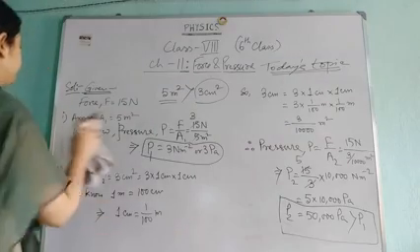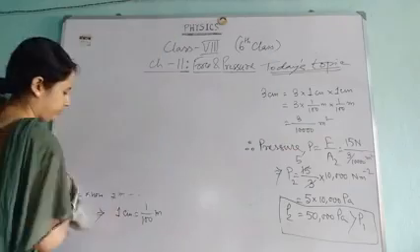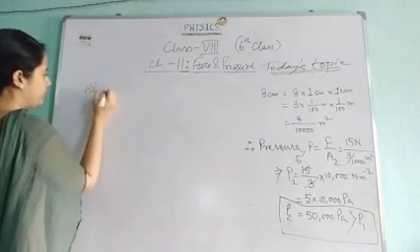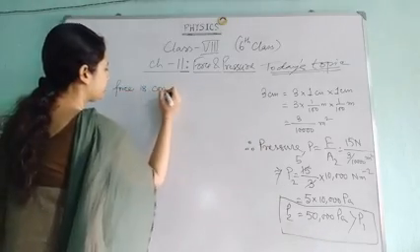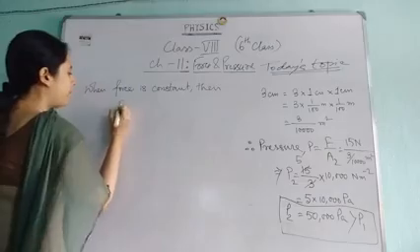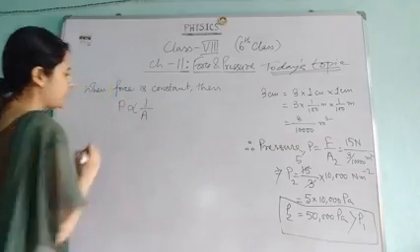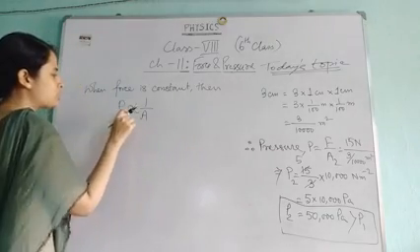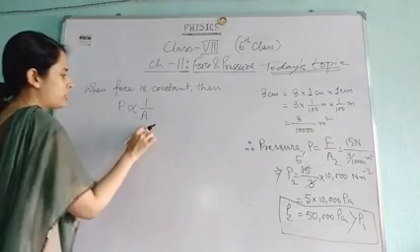So from this numerical, what can we conclude? Write down. When force is constant, then pressure is inversely proportional to area. That means pressure is proportional to 1 by area. So pressure is inversely proportional to area.